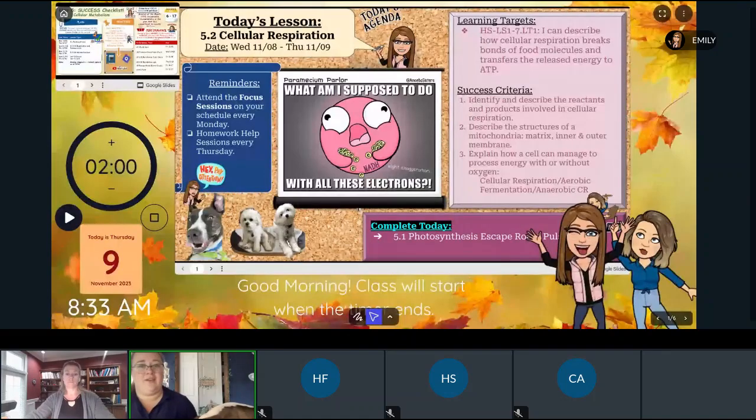Describe the structures of a mitochondria. More specifically, the three main parts we're going to focus on are the matrix and the inner and outer membranes. And then number 3, explain how a cell can manage to process energy with or without oxygen. So we're going to talk about 2 different types of plan Bs: cellular respiration, which is aerobic, and fermentation, which is anaerobic.